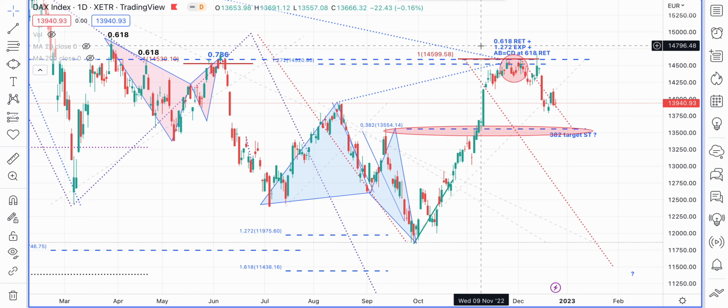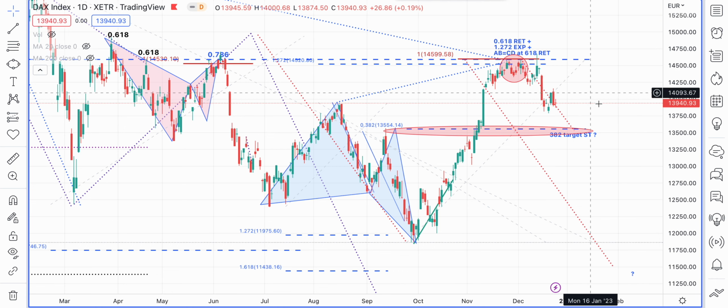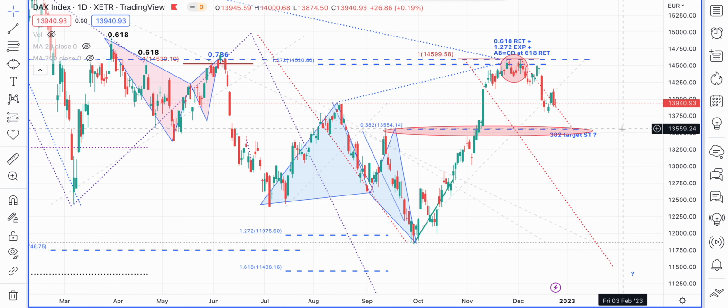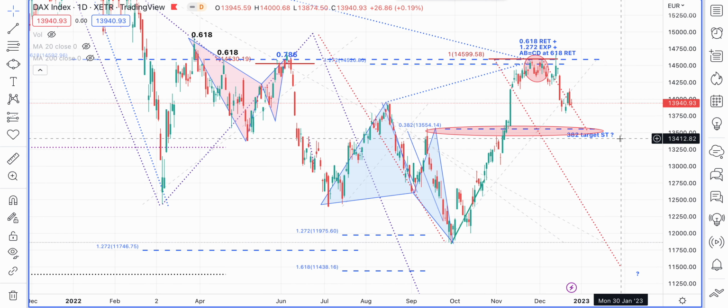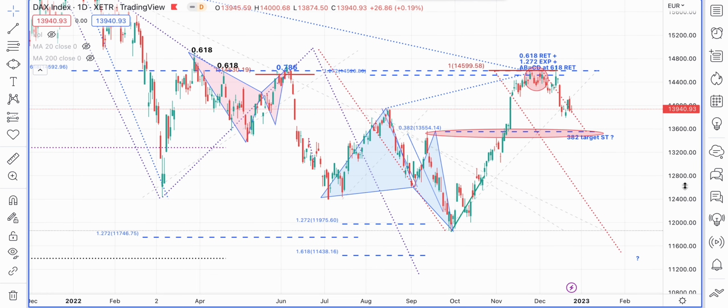For now, this 14,600 is a very strong resistance level. Price has not been able to take it out. We are looking for the price to rotate down to about 13,600 as the next possible support level, and then we'll have to watch and see what happens from there.